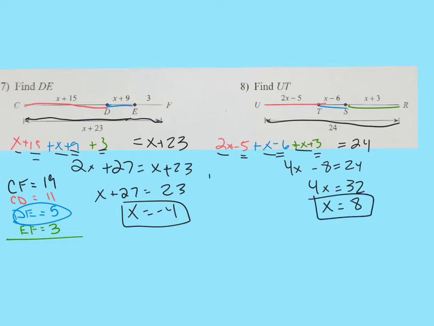So UR, that's the whole piece, equals 24. That's given. UT, that's actually what they want us to find. 2 times 8 is 16. 16 minus 5 is 11. So that's kind of what they want us to find.